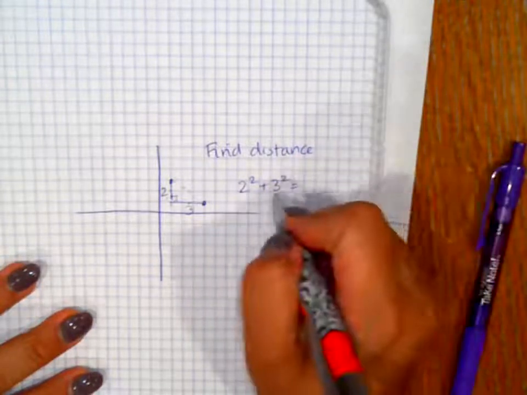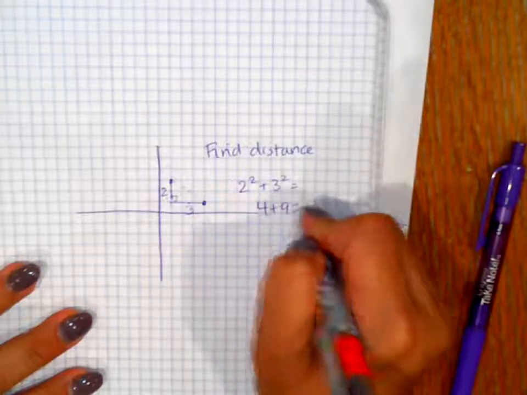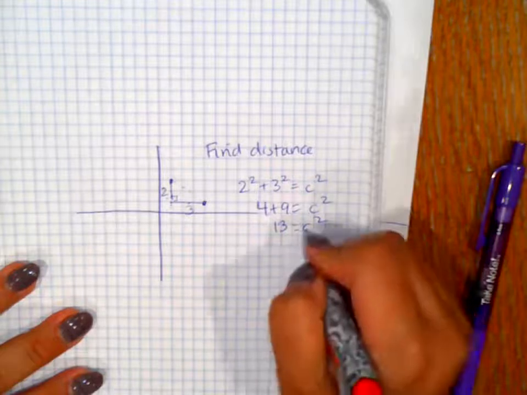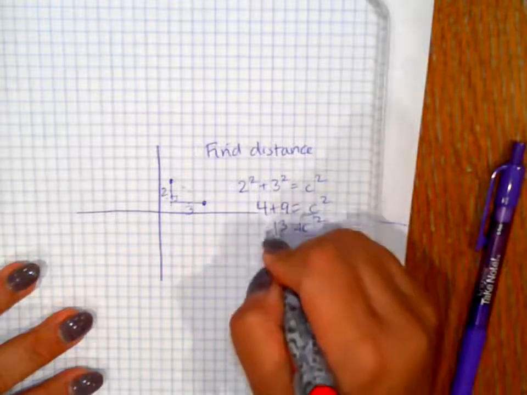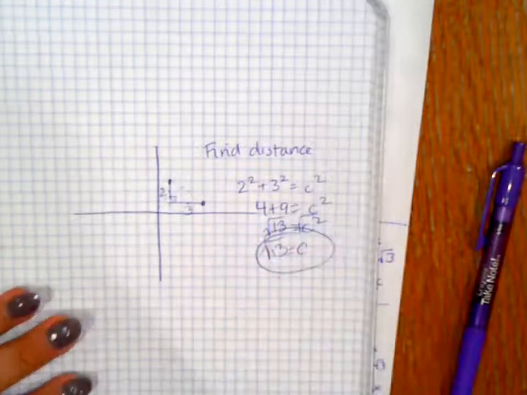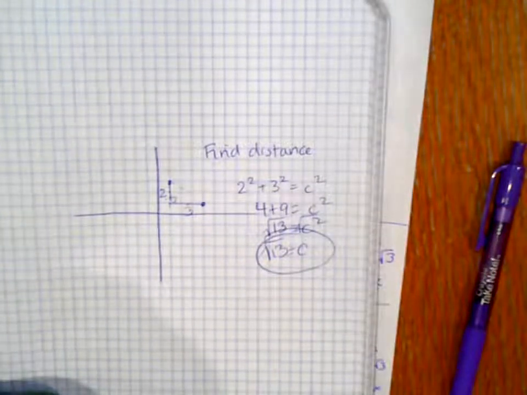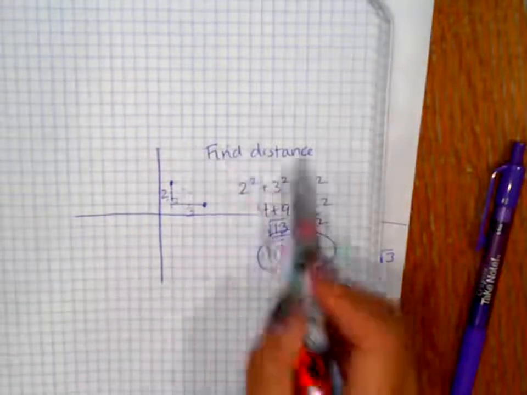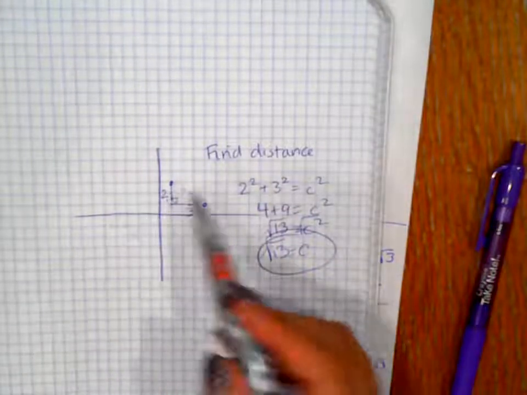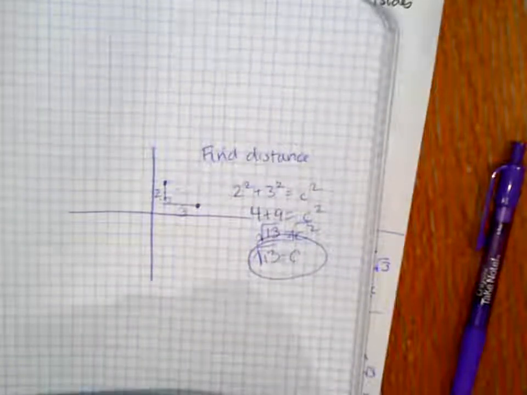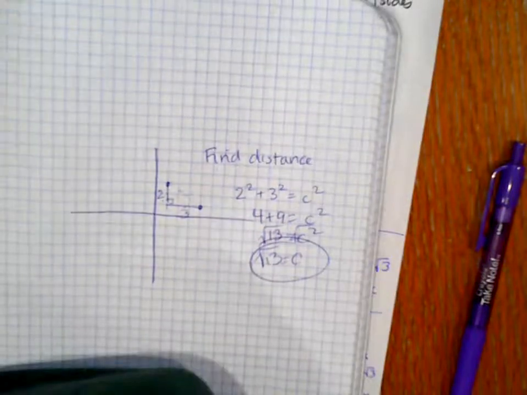Okay, 2 squared plus 3 squared equals c squared, there's your hypotenuse. All right, here we go. 4 plus 9 equals c squared. 13 equals c squared. Take the square root of both sides. C equals rad 13. Okay? All right. So there is a question like that, but again, when you get the graph, draw a triangle on it. All you're doing is using the Pythagorean theorem again.